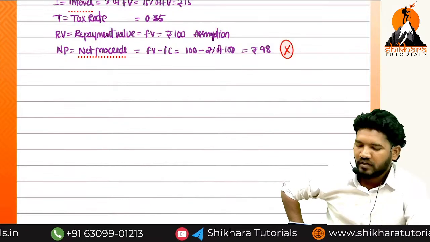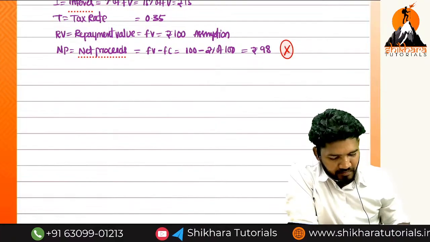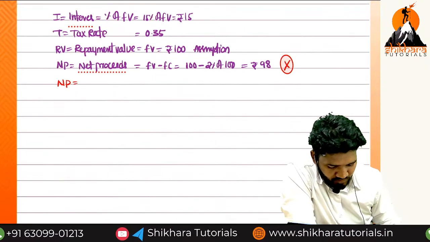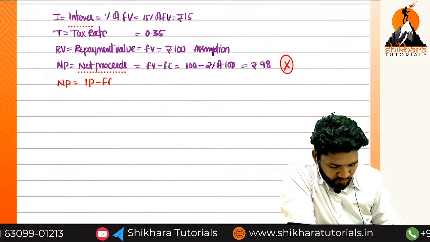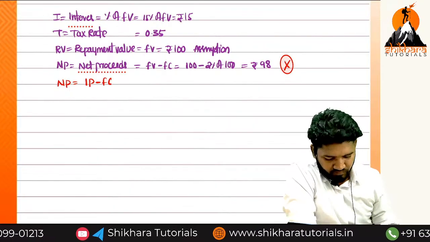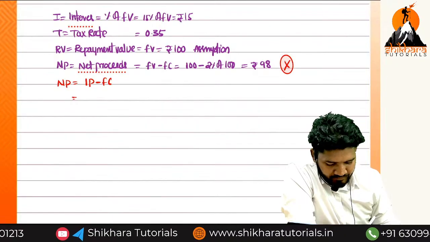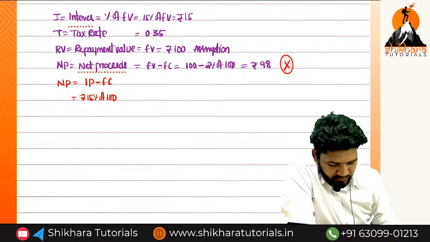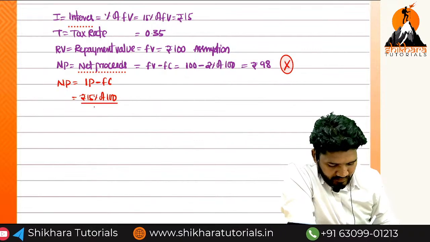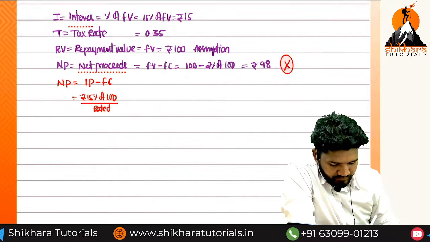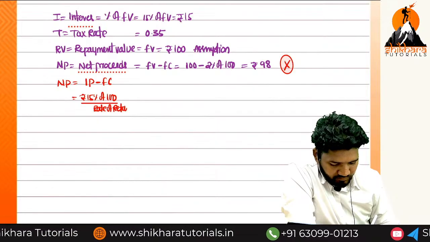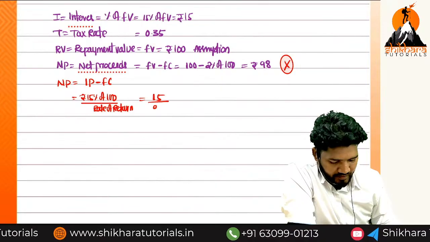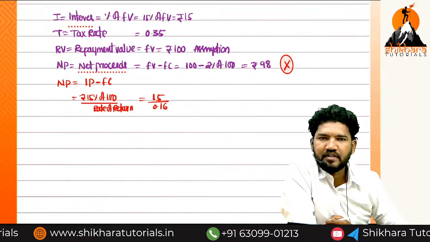Are you okay, sir? Now what is the right way to calculate net proceeds? Net proceeds equals issue price minus flotation cost. How to calculate issue price? 15% of 100 divided by rate of return. That is nothing but 15 rupees divided by rate of return. How much is it? 16%.